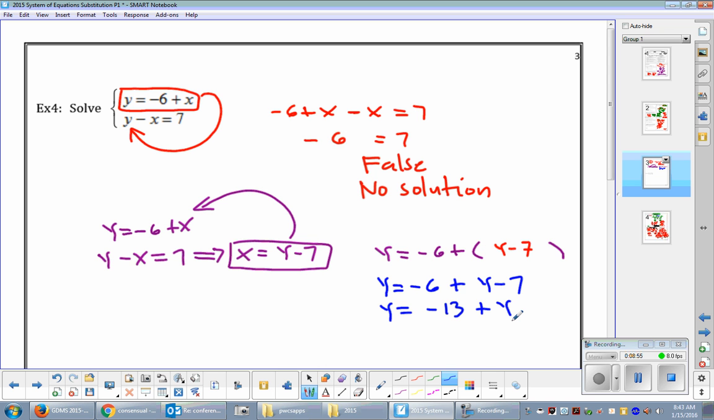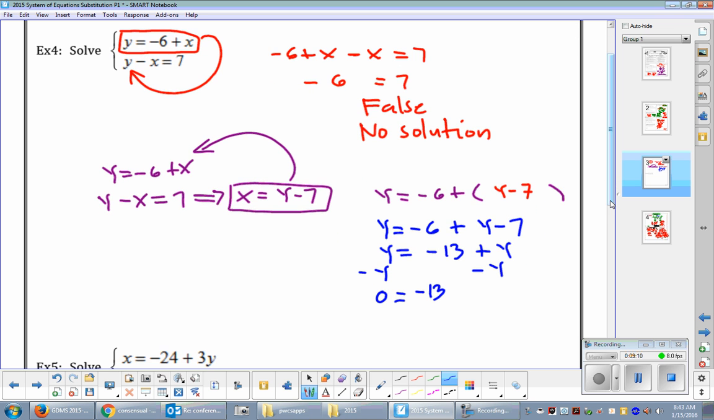And then if you subtract y to both sides, you will have 0 equals negative 13. And again, if you check the answer that we have here, 0 is not actually equal to negative 13. So this one is false. So using the second way of doing it, you will notice that you will get the same answer. No solution.